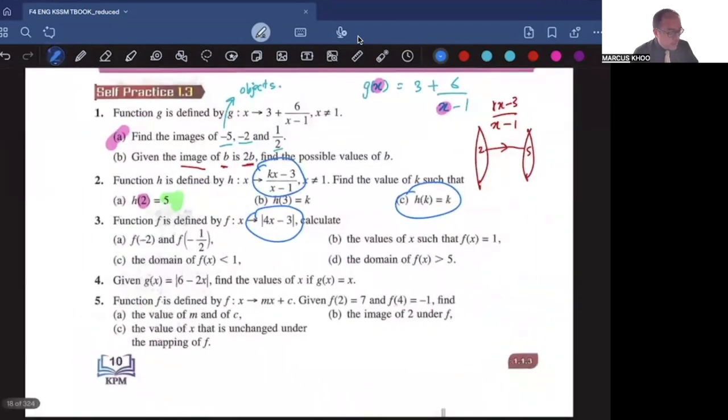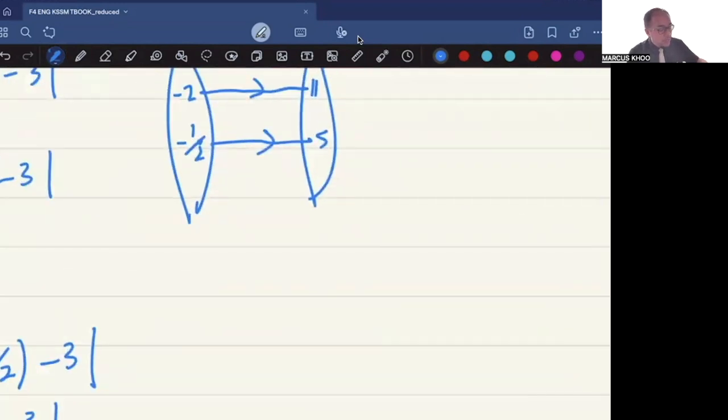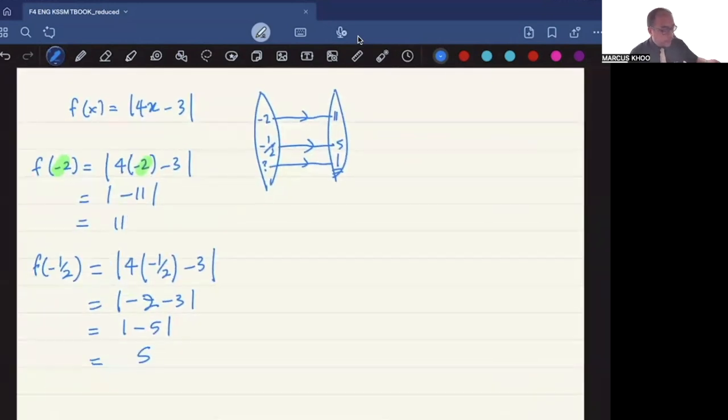Next, find the values of x such that f(x) equals 1. Now they give you the image. The image is 1. They're asking you, what is the value over here that will give you the number 1? So you have f(x) equals modulus of 4x minus 3. Now they tell you that the image is 1. So let me throw this away, since I already have the image. Now when it comes to modulus, in normal maths, we just do 4x minus 3 equals 1.